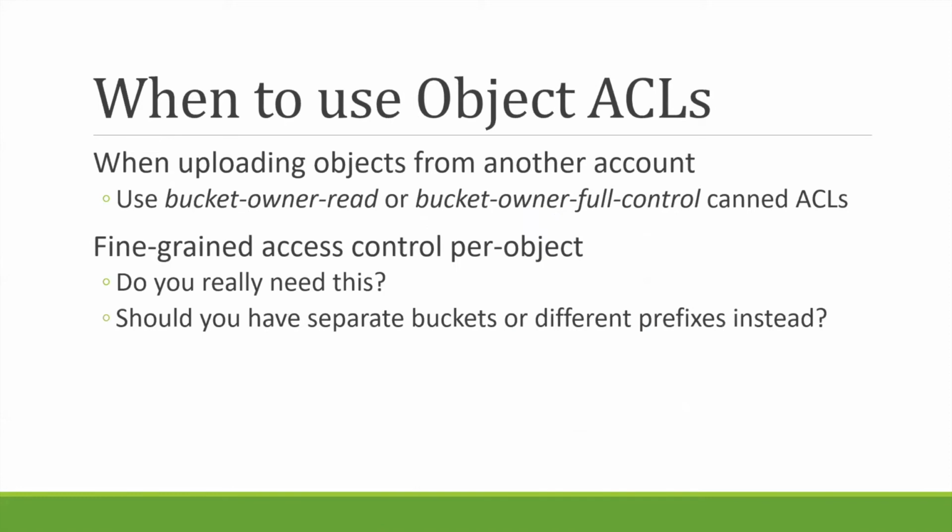As for object ACLs, well, one case you definitely want to use them is when a third party is uploading to your buckets, so from another AWS account. And typically, because in most cases you want the owner of the bucket to be able to read the objects after they're uploaded there, you'll want the uploading account to either set the bucket owner read or bucket owner full control ACL to give access.